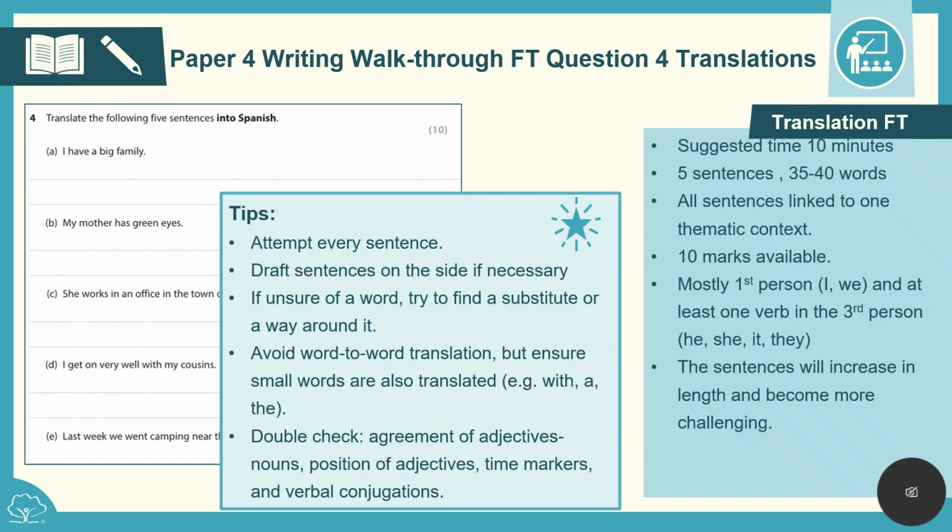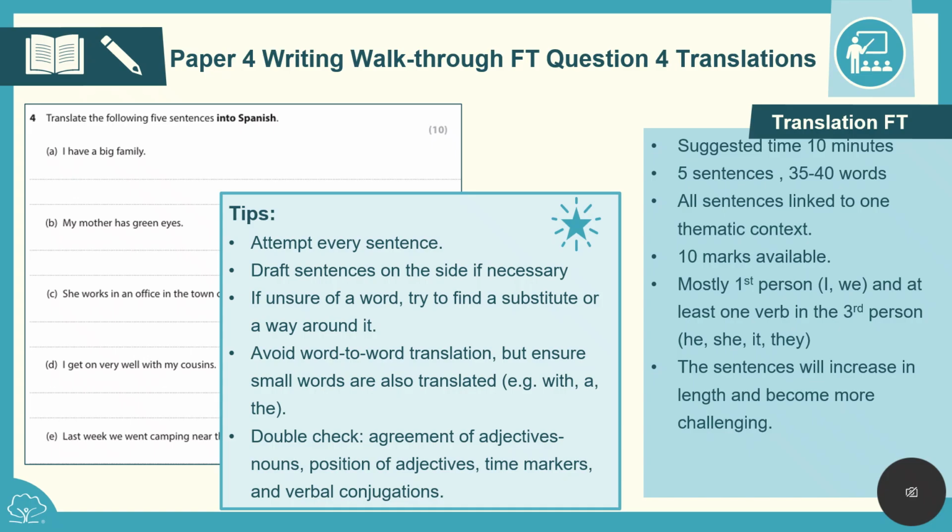Avoid word-to-word translation. It's really important. Remember, translation doesn't work like that at all, and you have learned that already. So you need to translate the message, not word by word. Double check your answers: agreement, adjectives, gender, number is really important.